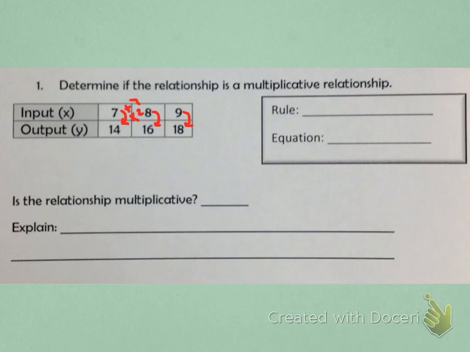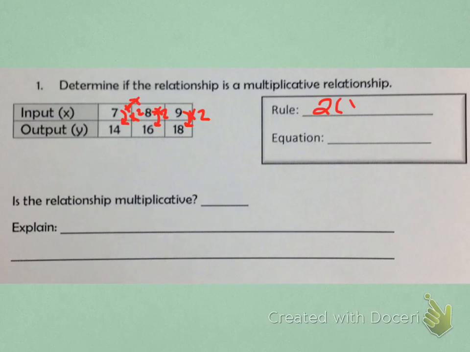8 to 16, I cannot add 7, so that goes away. And I just have my times 2. 8 times 2 is 16, and 9 times 2 is 18. So that works. So our rule is our input times 2.